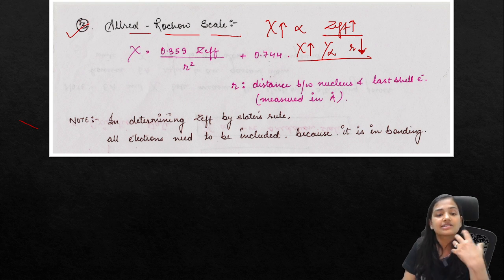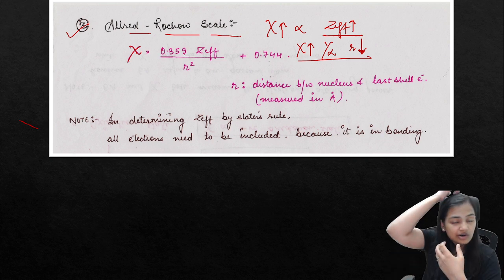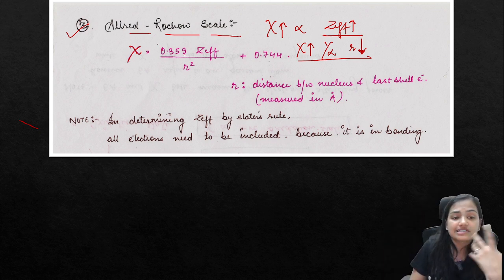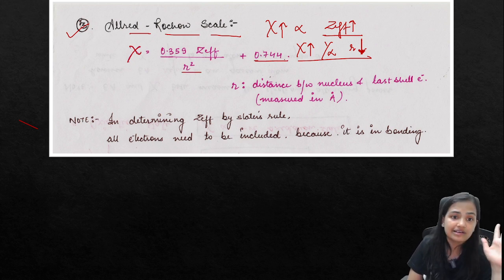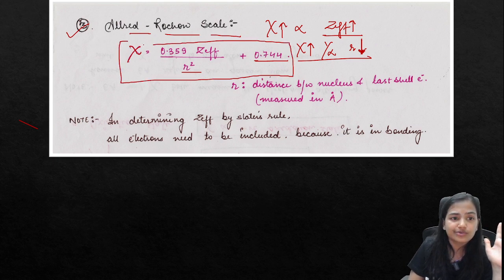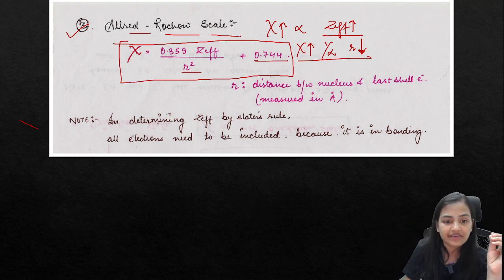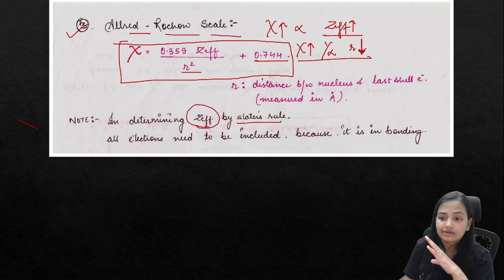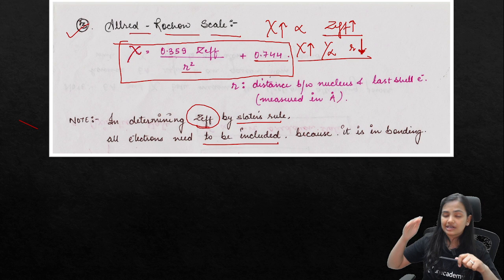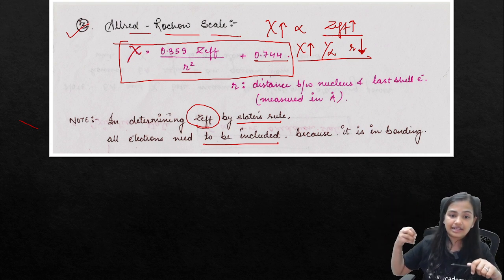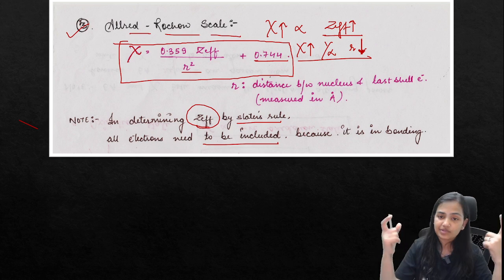So Allred-Rochow has given us a relationship that says electronegativity is equal to 0.359 Z effective divided by r square, plus 0.744. Somehow they experimented and then derived this expression. You just need to learn the expression, no need to go through how it is derived. By determining the Z effective by Slater's rule, we need to find out all the electrons which need to be included, because it is a matter of bonding. We can't leave out the last electron while determining the Z effective from Slater's rule. We have to include all the electrons because we are talking about the bonded pair of electrons.